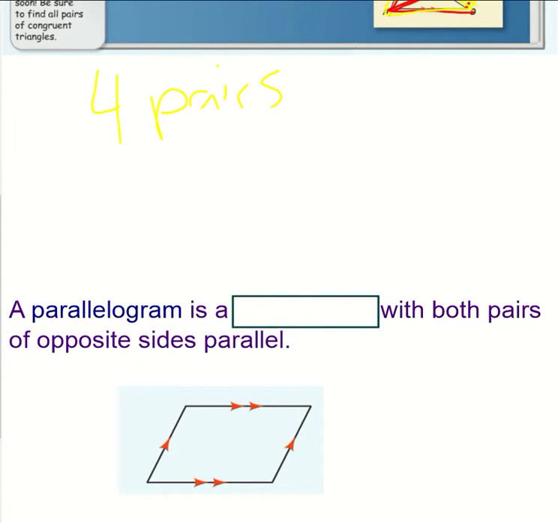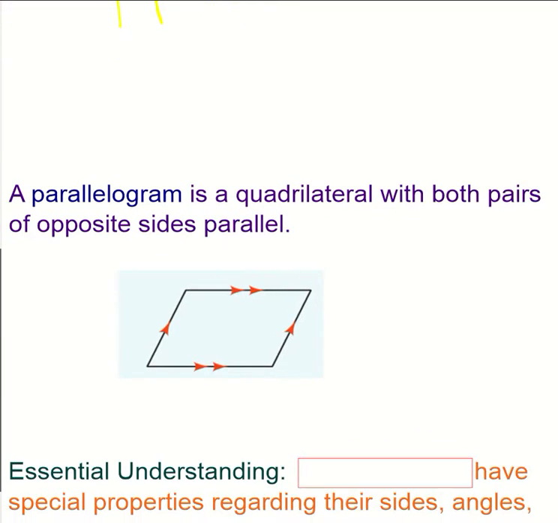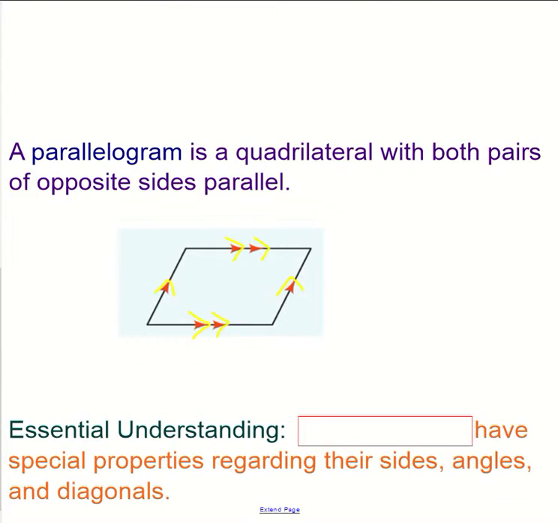A parallelogram, you're wondering maybe what that is and how I knew that. Well, it's a quadrilateral with both pairs of opposite sides parallel. So we talked about that. Parallel lines are these lines across from each other. They're notated with these arrows. When I draw them on my paper, I just do that. And then these ones are parallel, so they get double arrows, so they're not confused with the other lines. All right. So our essential understanding for the day is that parallelograms have special properties regarding their sides, angles, and diagonals. We're going to learn some of these properties.